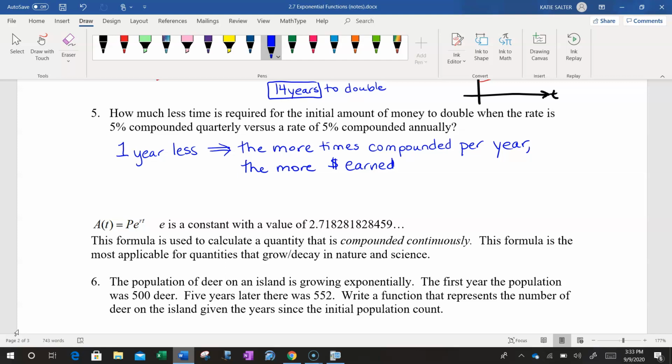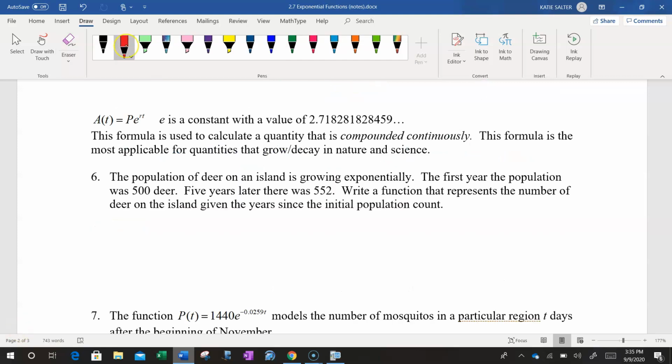The population of deer on an island is growing exponentially. The first year the population was 500 deer. 5 years later, there were 552. Write a function that represents the number of deer on the island given the years since the initial population count. So in this case, we are going to use our PERT formula, but I'm going to rewrite it y equals a e to the rt. It's the same thing. What we know is the initial population was 500, and then we know that 5 years later, we end up with 552 deer.